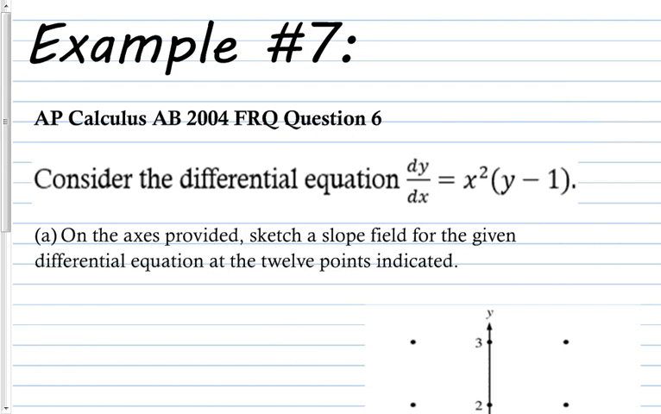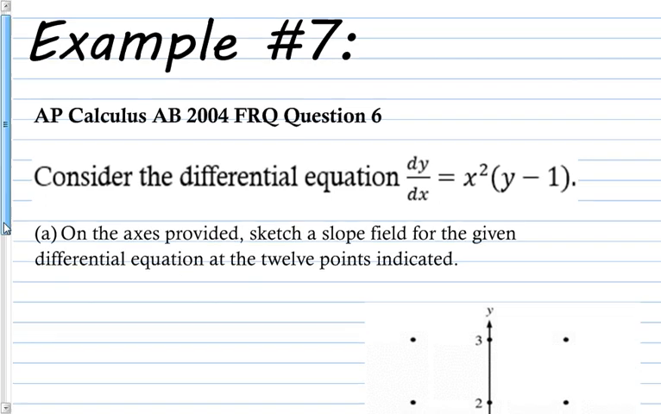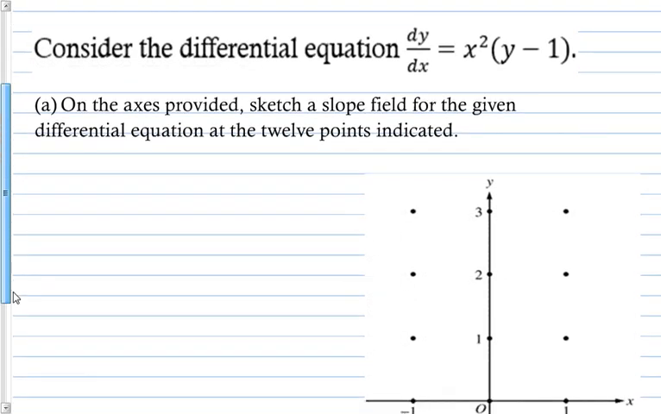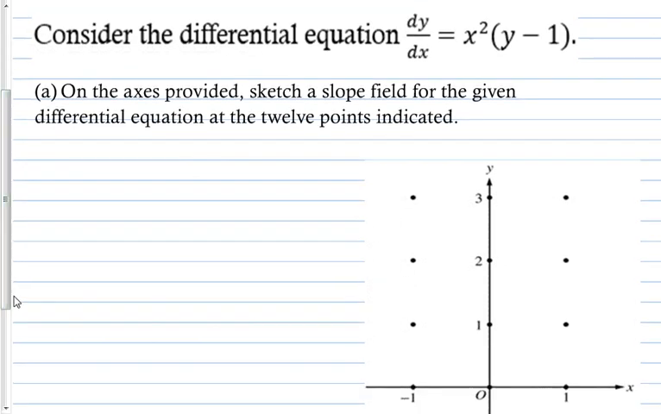This is 2/3 of an AP Calc FRQ question from 2004. It says consider the differential equation dy/dx equals x squared times the quantity y minus 1. On the axes provided, sketch a slope field for the given differential equation at the 12 points indicated. So this is basically the normal size of a slope field that they'd ask you to draw. It's not a lot of points.